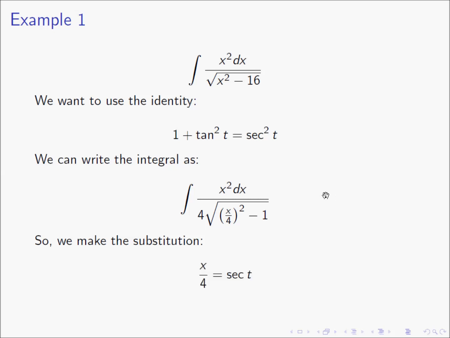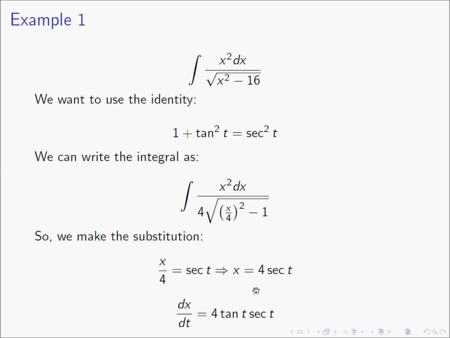And now we're going to make the substitution: x over 4 equals secant of t. The variable we are introducing is t. We're doing that because if we do that, here we have x over 4 squared, so we'll get secant squared minus 1, and then we'll be able to use this identity. And here, solving for x, we get that x should be 4 secant of t.